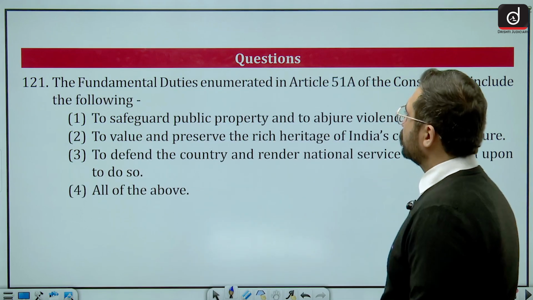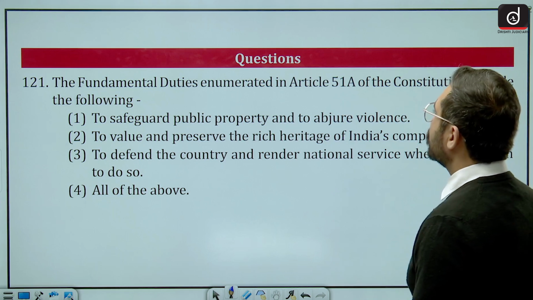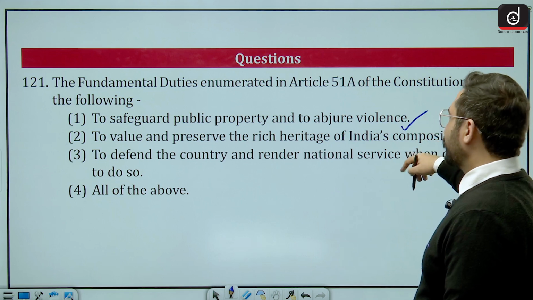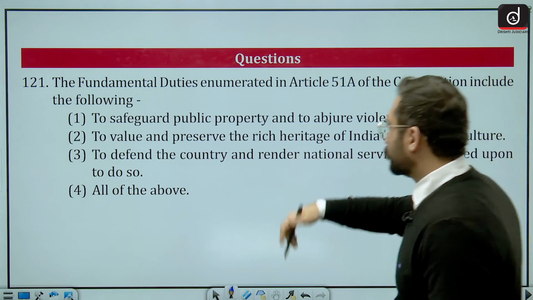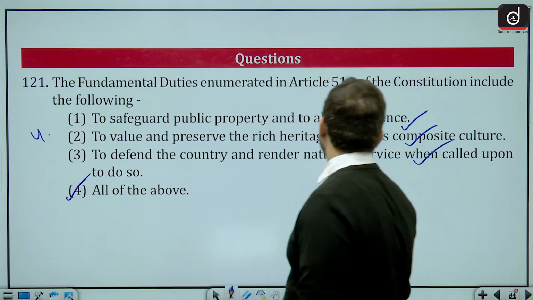Everyone knows that. The fundamental duties enumerated in Article 51A of Constitution include safeguard public property and to abjure violence, value and preserve, yes. To defend country, render national service, बिल्कुल सही है. 4 ही होना चाहिए. ये सारे ही हैं. सब fundamental duty है 51A में.